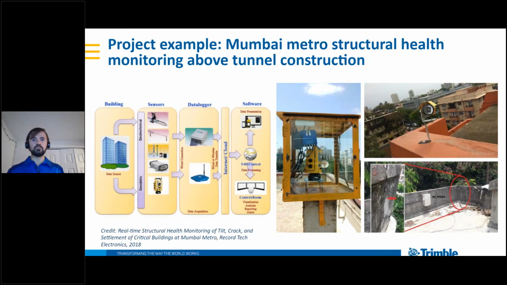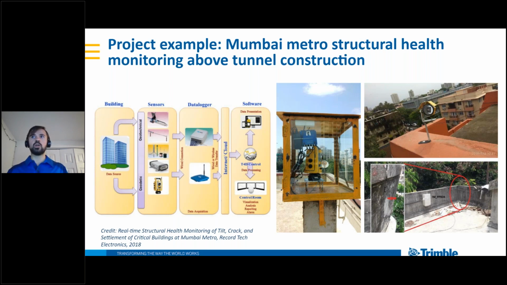A project example of where T4D and the Trimble sensors are used is on the Mumbai Metro as a structural health monitoring system above where a tunnel was being constructed. So several buildings that were at risk of movement were monitored with a variety of sensors, both geotechnical and geodetic. You can see in the image in the middle, an S Series total station set permanently on a building that's measuring a variety of targets on other infrastructure around. And all that data is combined in T4D and will alarm and alert stakeholders on any significant movement.